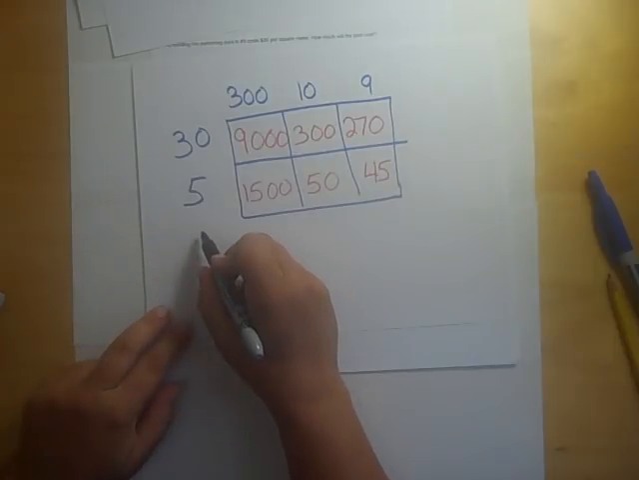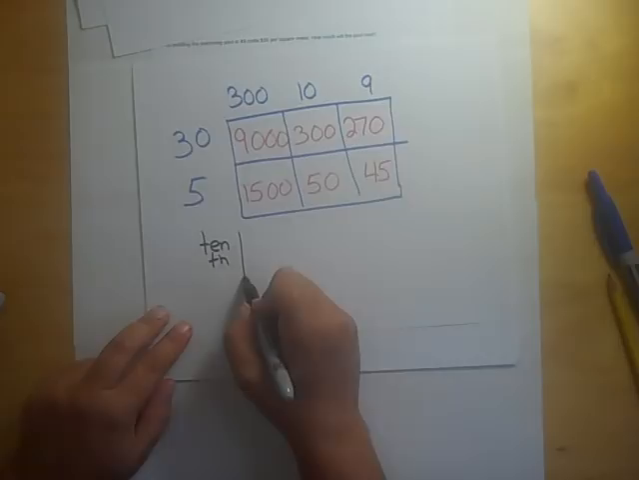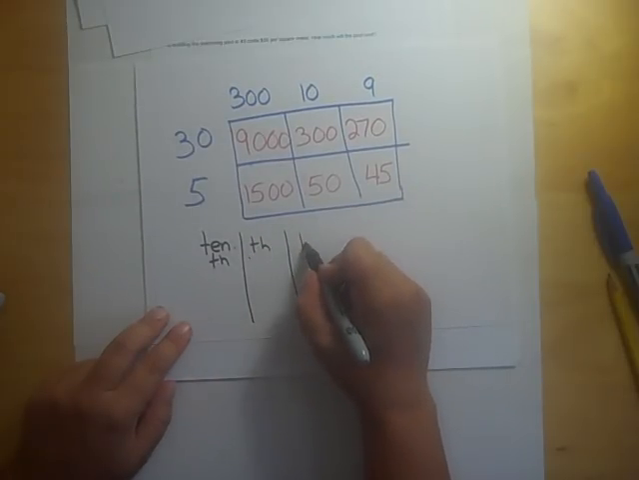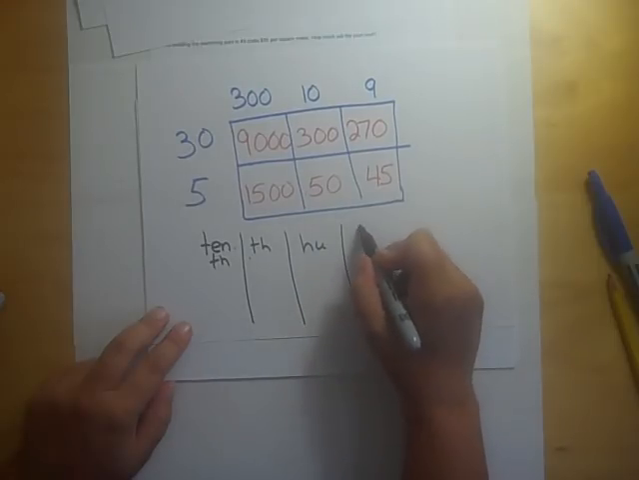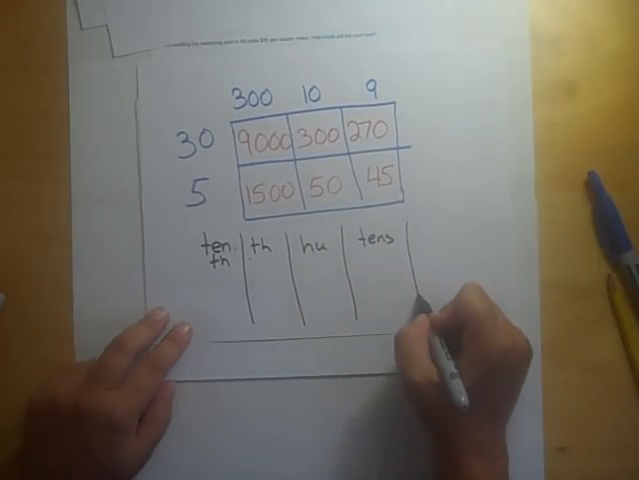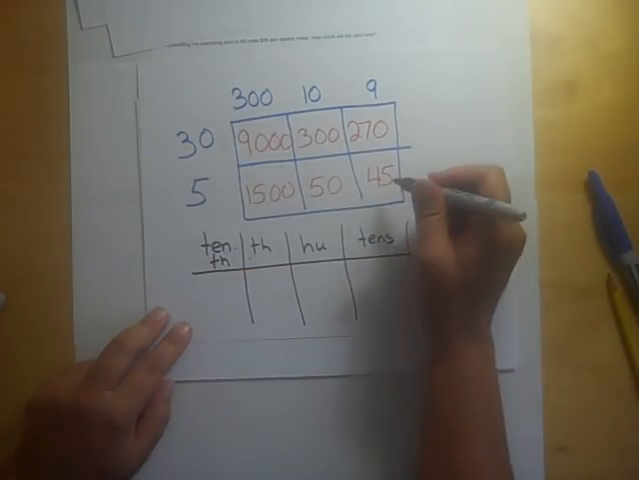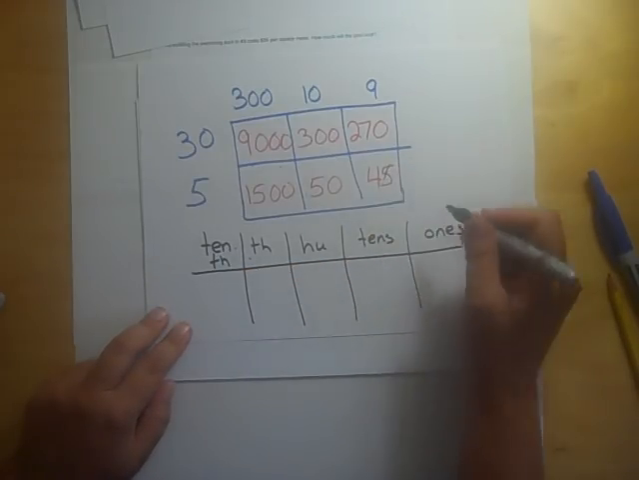So it looks like we might need 10 thousandths, thousands, hundreds, tens, ones. So I have 5 ones.